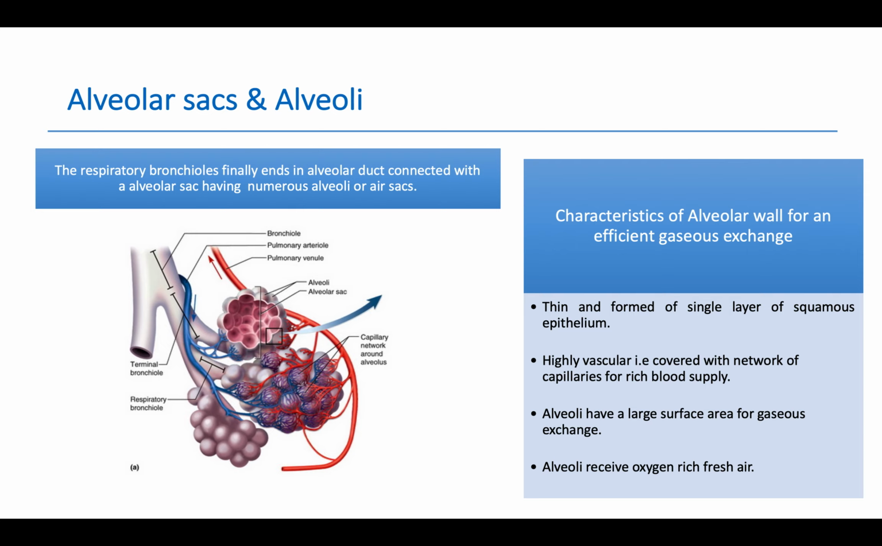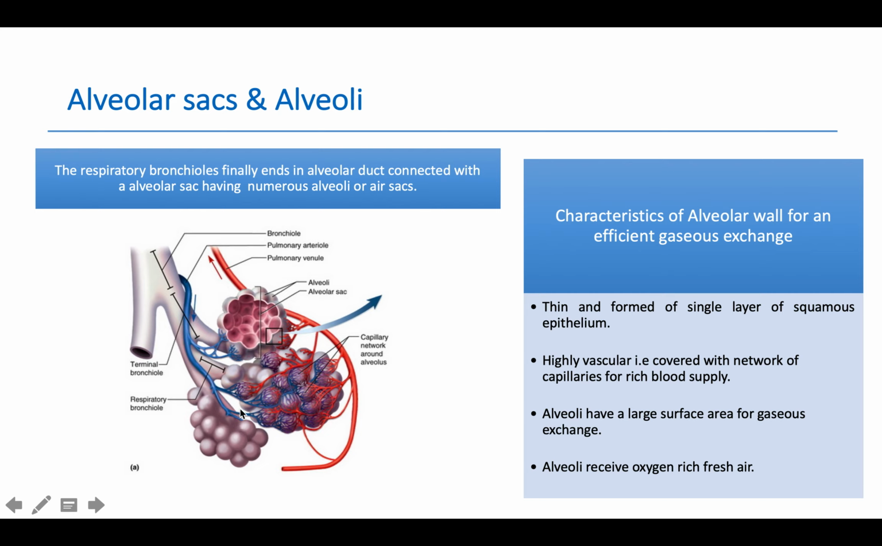Now, alveolar sacs or alveoli. These are the functional unit of lungs. The respiratory bronchioles finally end in an alveolar duct connected with an alveolar sac having numerous alveoli or air sacs. Here you can see that bronchioles further divide and are attached with an alveolar duct, and these are grape-like structures called alveoli.